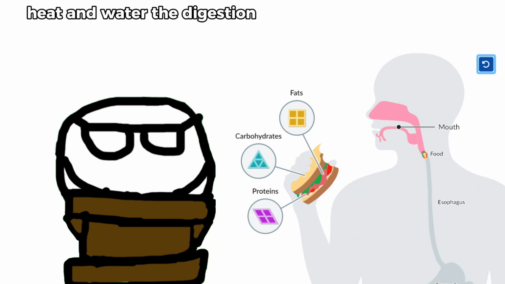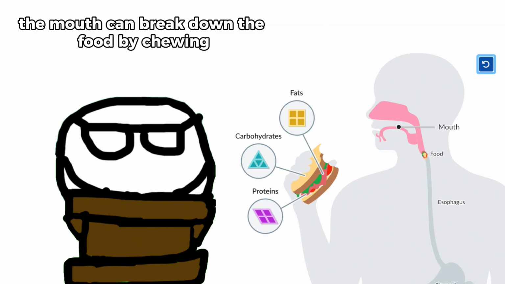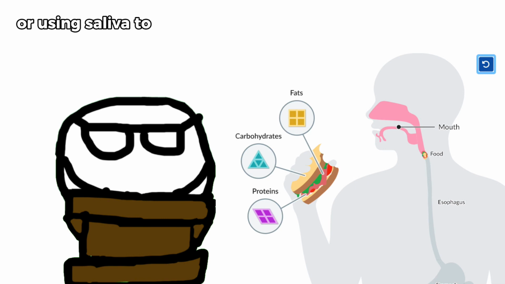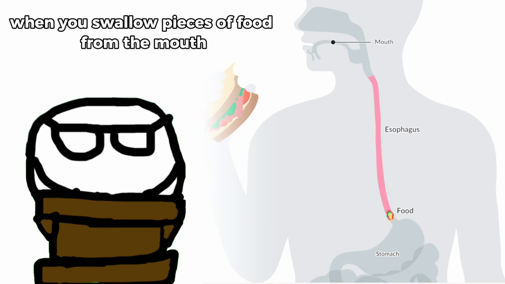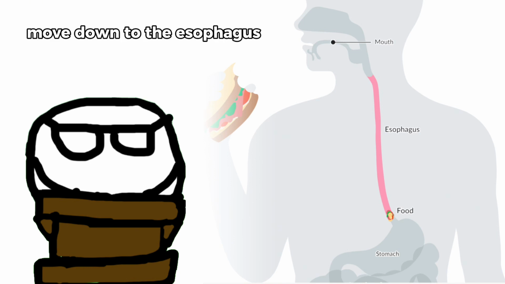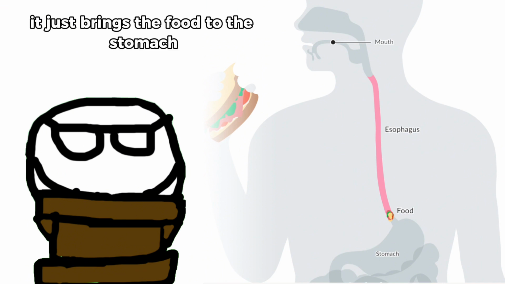Digestion begins when food enters the mouth. The mouth can break down the food by chewing or using saliva to break it down with enzymes. When you swallow, pieces of food from the mouth move down to the esophagus. The esophagus doesn't break down the food, it just brings the food to the stomach.